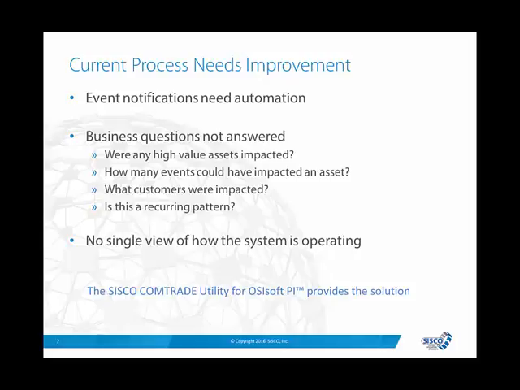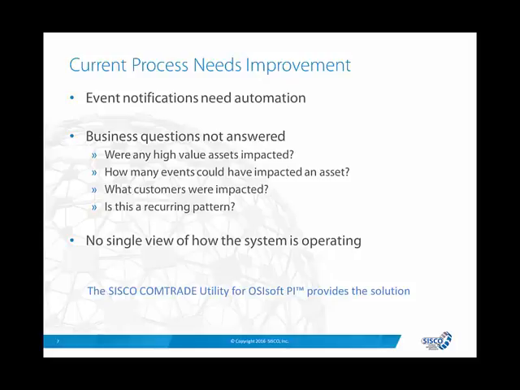Were there any high-value assets impacted, like power transformers? How many events has this particular asset actually encountered? If there are several events of a similar nature for a particular asset, that may be an indication that some type of electrical system design change may be needed. What customers were impacted, and is this a recurring pattern?